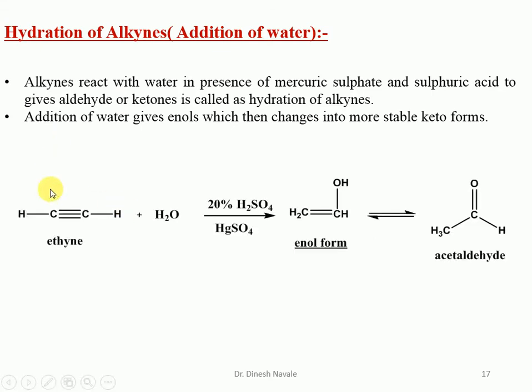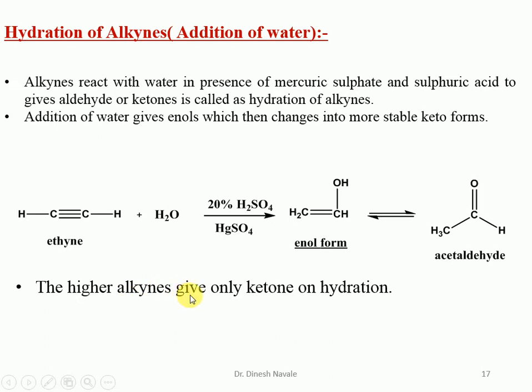So this is ethyne, a simple alkyne, which on reaction with water in the presence of sulfuric acid and mercuric sulfate will give the formation of this enol, which is then converted into the aldehyde or ketone, depending upon the starting material. So what is this reaction? Conversion of alkyne into the aldehyde or ketone by the hydration of water.